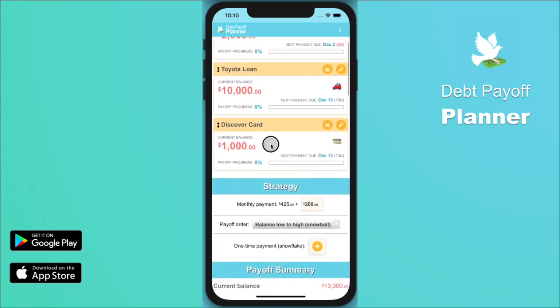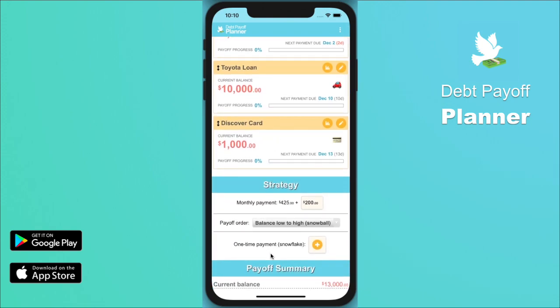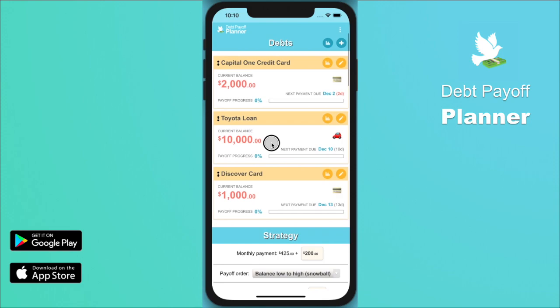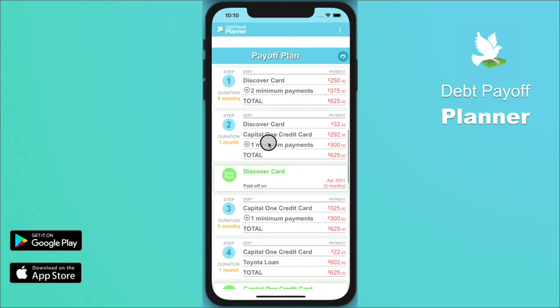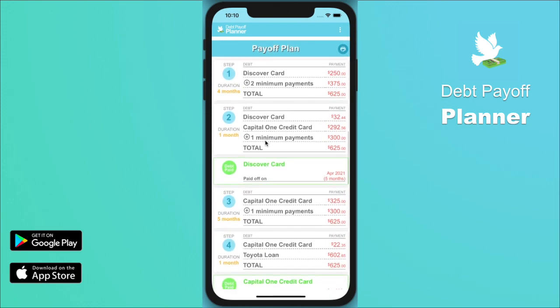So now let's take a look at the plan. As a side note, we're going to use the debt snowball first. And the debt snowball means start paying off the lowest balance first. In this case, that's the Discover card. So if we go down to the payoff plan, the payoff plan is broken up into different steps, where in that step, you do the same thing every single month.